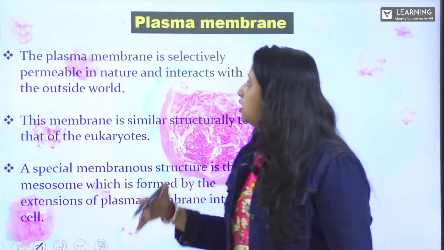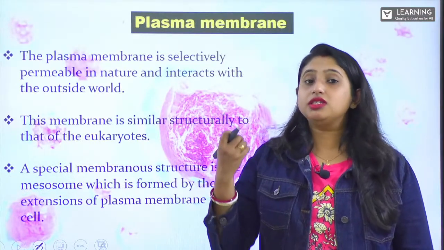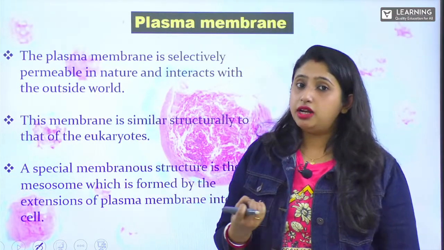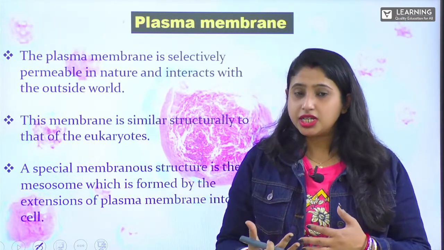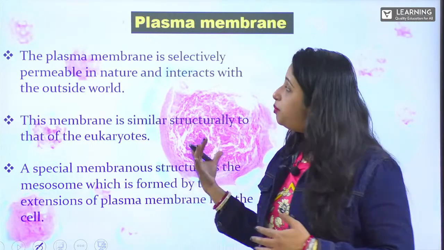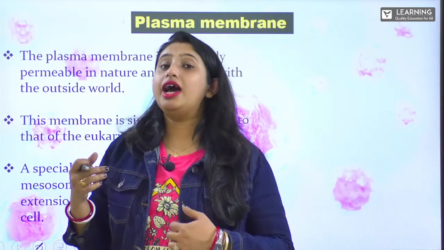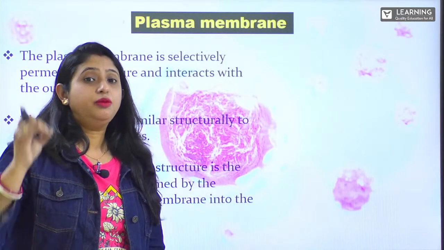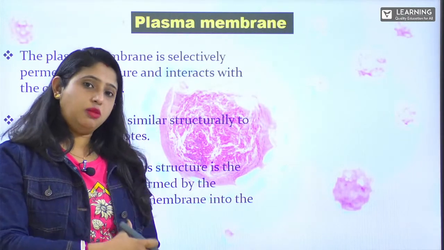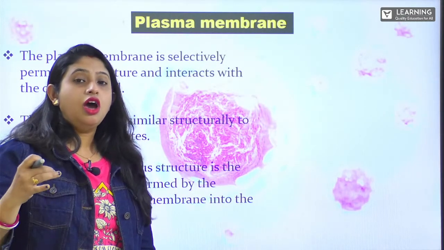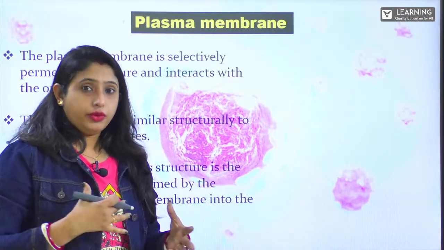Next, let us learn about the plasma membrane, which is another part of the bacteria. We have seen the cell envelope, isn't it? So next comes the plasma membrane. So what is the plasma membrane? The plasma membrane is a living membrane, and it is selectively permeable. It will not allow all the materials to come inside the cell. It selects only the material which is suitable to the cell.